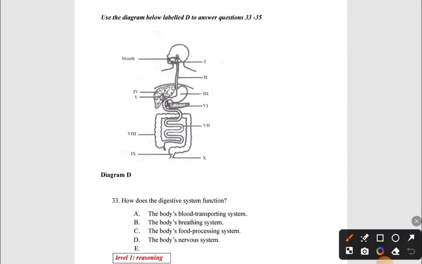So we have a diagram here, and we are being asked, how does the digestive system function? So it is the body's food processing system. So the answer is C.